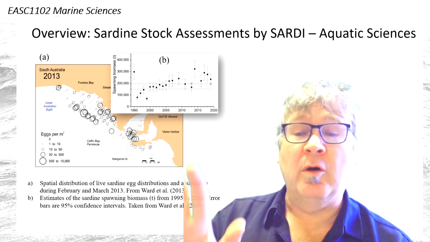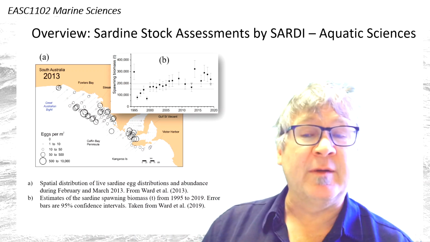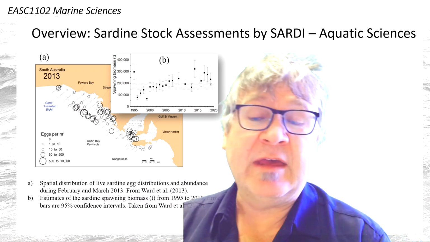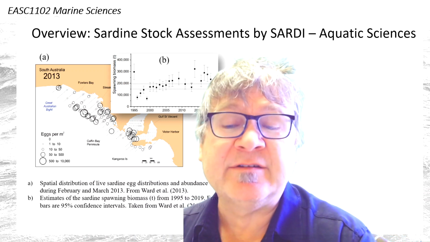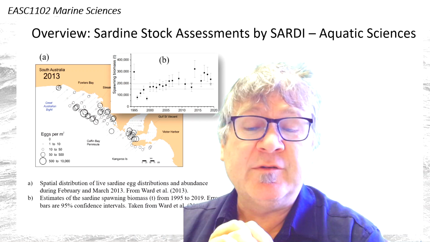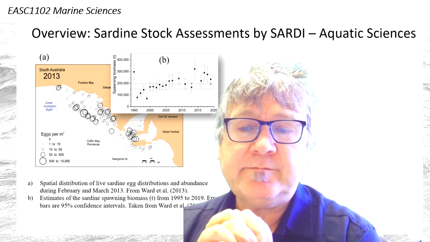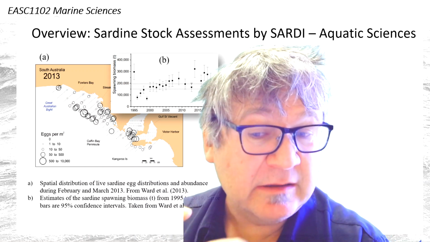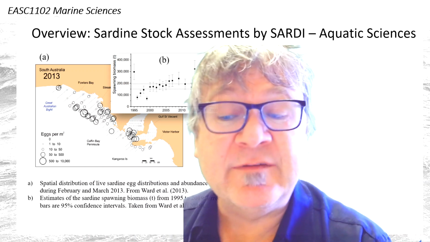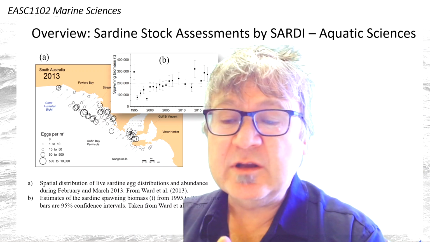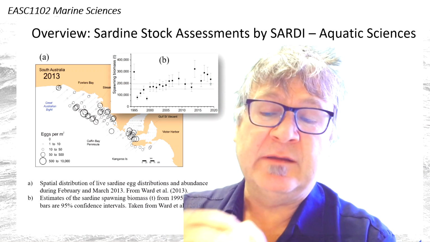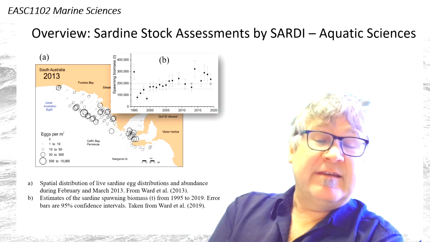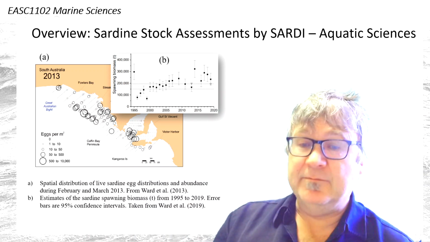And shown on the left-hand side is one for 2013. You can see the locations. The big circles refer to 500 to 10,000 eggs, so that's where the highest density of eggs is found. The smaller circles are 50 to 500, and when the circles disappear, you have 0. So now you can see essentially where the sardines are.